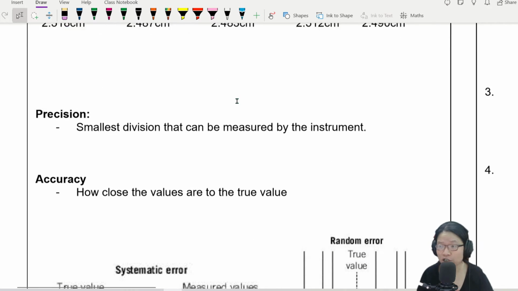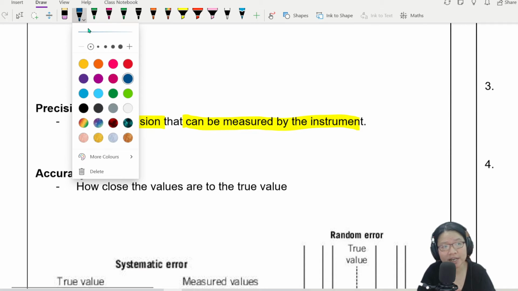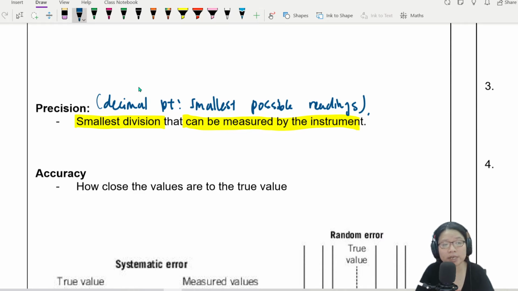Okay, so precision here is the smallest division that can be measured by an instrument. We can increase the precision a bit by increasing a decimal point. So this precision is normally related to the decimal point or smallest possible reading. Smallest possible readings. Okay, so we can also use the average to increase the decimal point. I'll show you an example later.